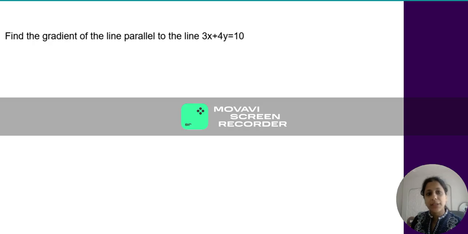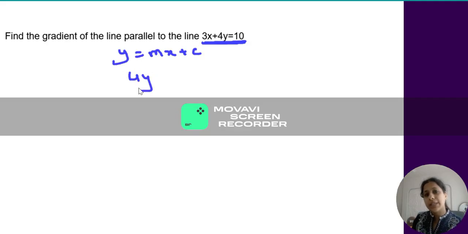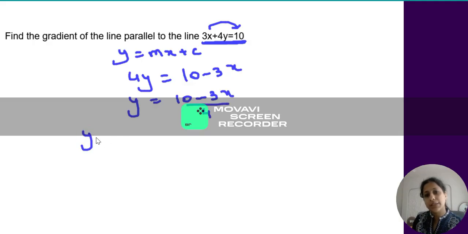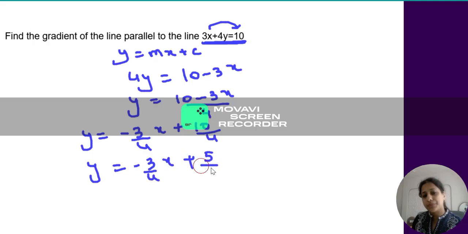It says find the gradient of the line which is parallel to the given line. So that means I'll first find out the gradient of the given line. The first step is putting the line in the form y is equal to mx plus c. That means making y the subject. So how do we make y the subject? Take 3x to this side. It becomes 10 minus 3x. Your y becomes equal to (10 minus 3x) upon 4. I can just separate out the denominators and write it as minus 3 by 4 x plus 10 by 4, or it becomes minus 3 by 4 x plus 5 by 2.